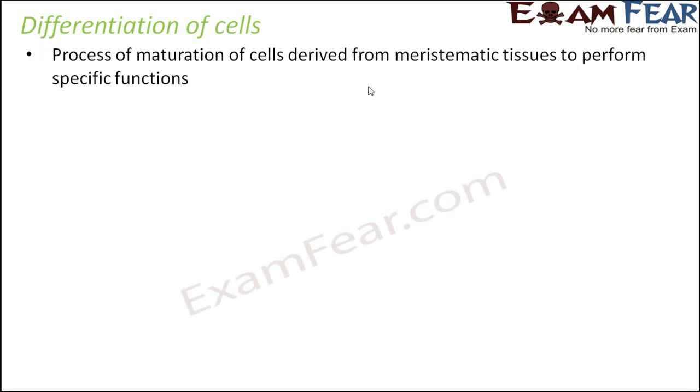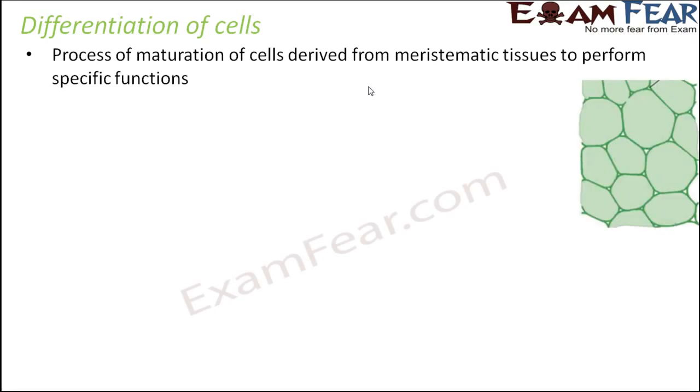So it is the process of maturation of cells derived from meristematic tissues to perform specific functions. Now the function of meristematic tissues is cell division and formation of new cells. That's it. It will only produce more and more cells. Now those cells need to get matured, they need to perform some specific functions, and they need to attain a shape and size according to the functions which they have to perform. So that entire process is called differentiation. So differentiation always follows cell division. Only after the daughter cells have been formed, they will undergo differentiation.